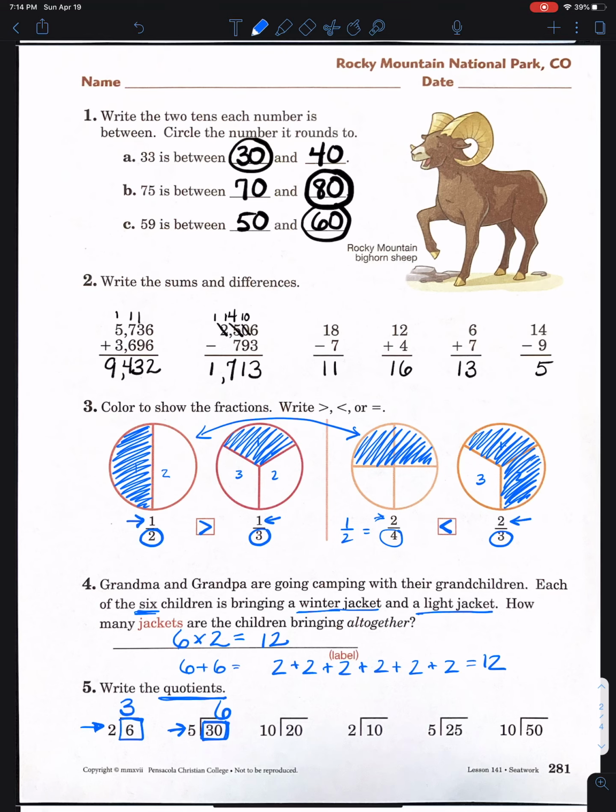Okay, there is a box of 20 cookies. We need to divide them into 10 equal groups. What's 20 divided by 10? The answer is 2. 2 times 10 equals 20.